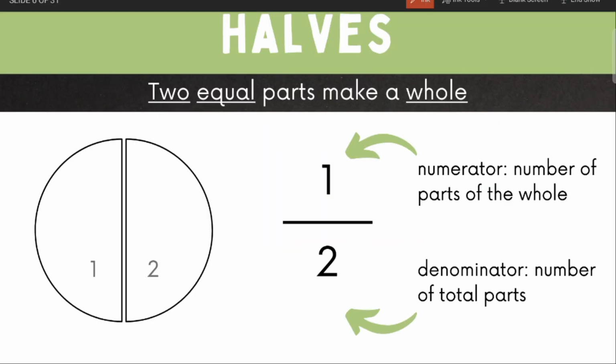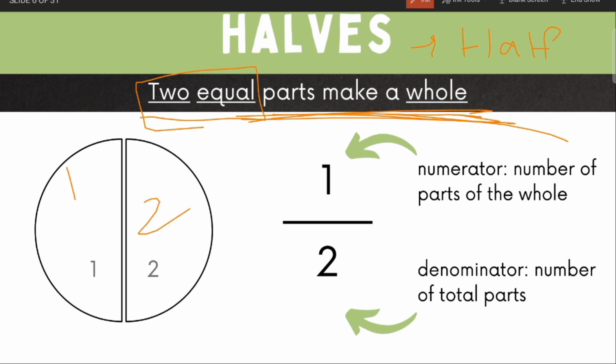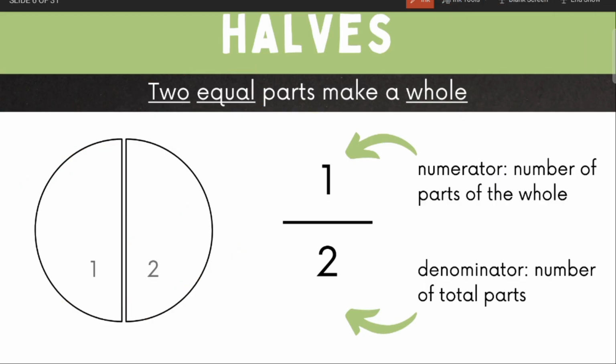Halves. When we say halves, it's the plural of half. Half means two equal parts make a whole. That means if you have two equal parts, this is one part, this is the second part, then two equal parts make a whole. As you can see, this circle is divided. So what will you name this part, this semicircle? You're not going to name it 1 because it is not a whole, it is a part of a whole. So can you tell me how you will represent it?